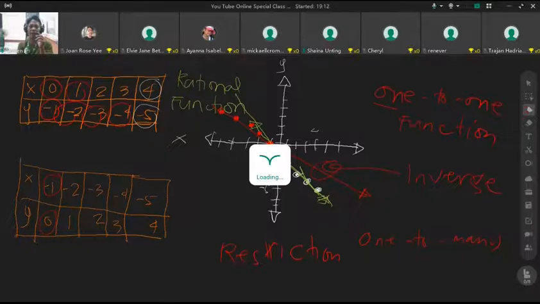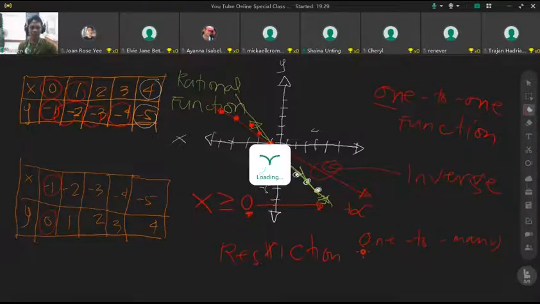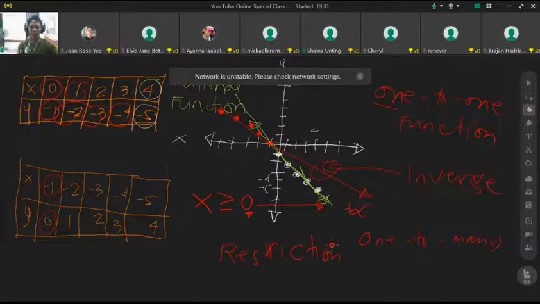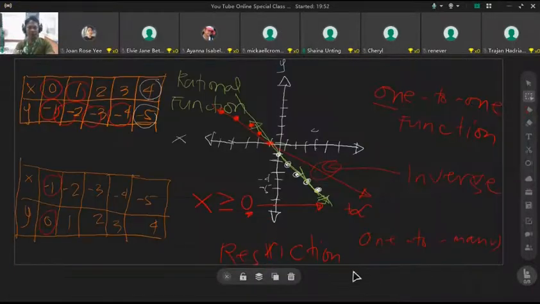That's because the restriction states that x is greater than or equal to 0. So you can use 0 up to positive infinity. And that's the time this one-to-many function can now be converted into an inverse function. Later I will discuss how to restrict those kinds of functions.